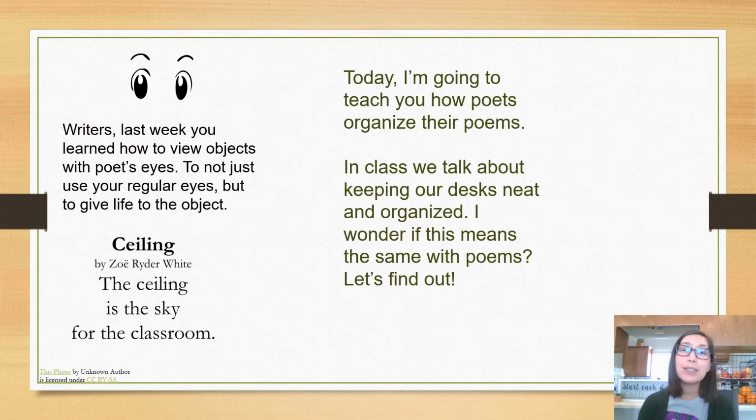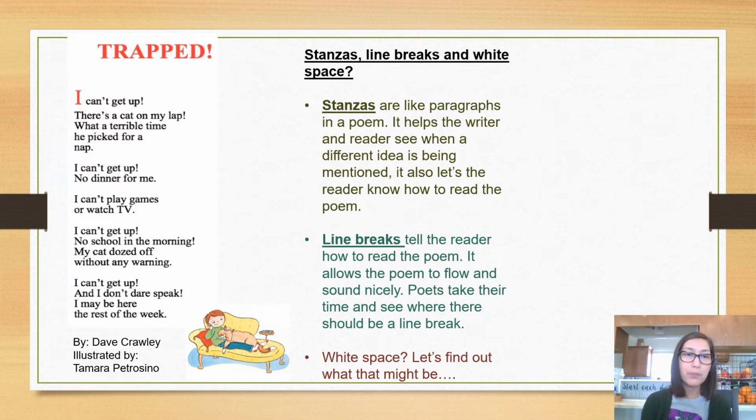So today I'm going to teach you how poets organize their poems. In class, we talk about keeping our desks neat and organized. I wonder if this means the same with poems. Let's find out. So when it comes to poetry, writers use something called stanzas. And stanzas are like paragraphs in a poem. It helps the writer and reader see when a different idea is being mentioned. It also lets the reader know how to read the poem.